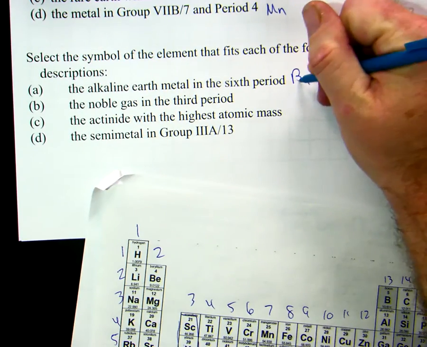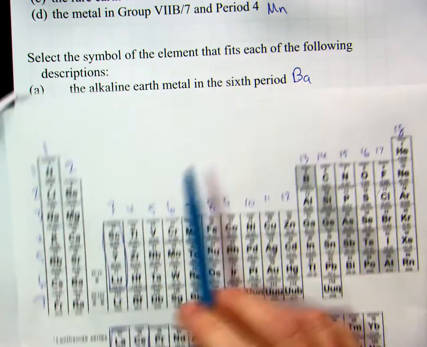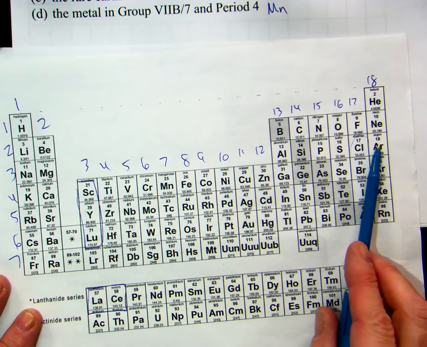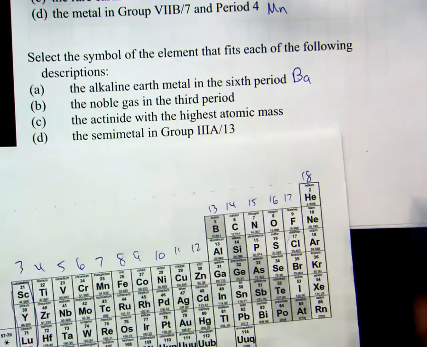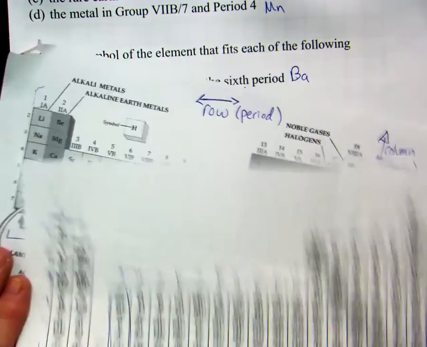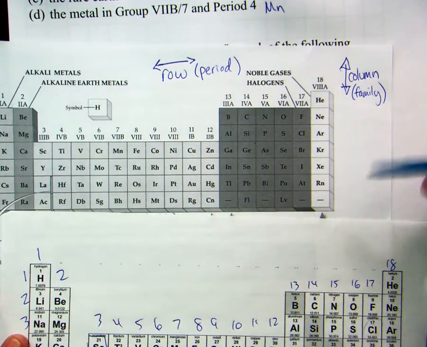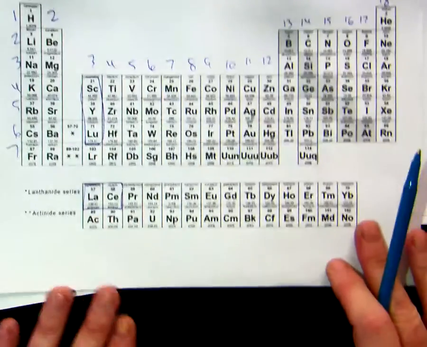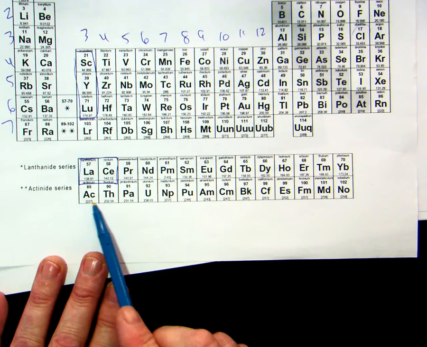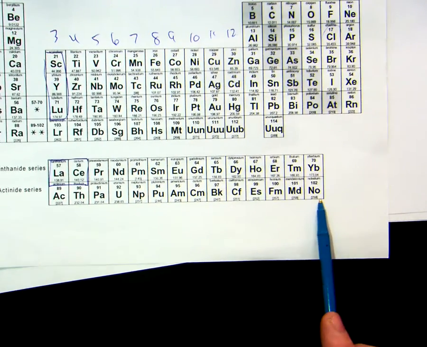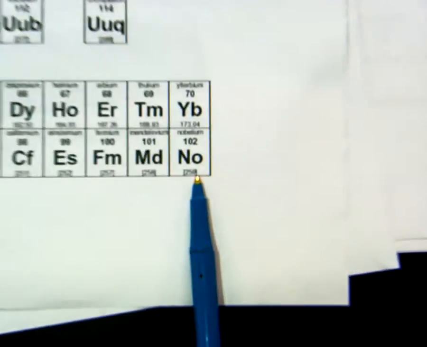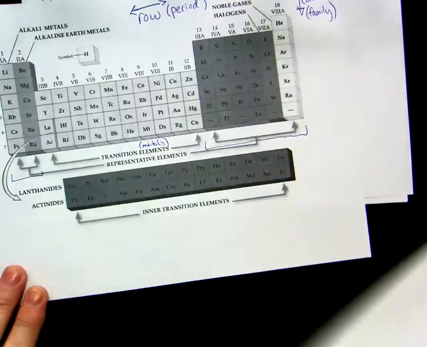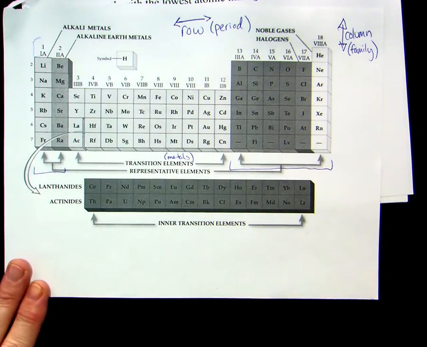The noble gas in the 3rd period. Third period means third row. I go to the end. The last column is the noble gas column. You'll learn that if you haven't already by studying the names. Noble gases are the last column, so that'd be argon. The actinide with the highest atomic mass. It says right here, the actinide series. And we're going to go here. The one with the highest mass is nobelium, and it's right there. But I do want to point out that, notice this one has a different element here.